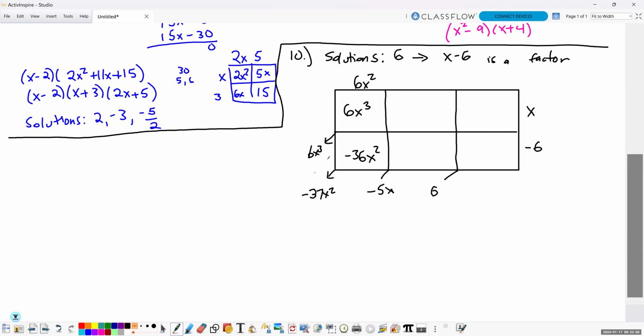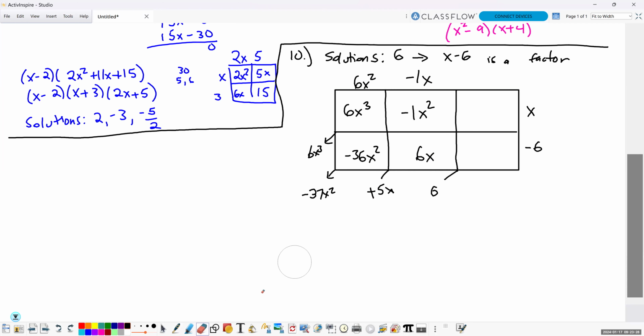Now, negative 37 minus negative 36 is going to be negative 1x squared. This is going to be negative 1x. This is going to be positive 6x. Negative 5 minus 6 is going to be negative 11. Hold on, I screwed up. That's not going to work out good. Did I recopy the problem correctly? No, I did not. This is supposed to be a plus.